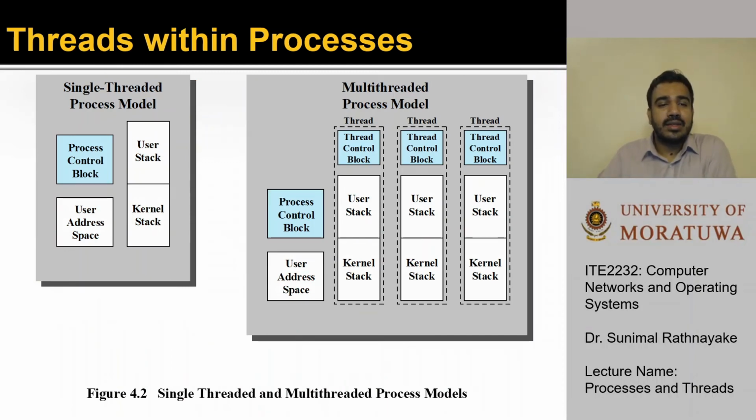Threads within the process: you can see in the single threaded process model, we have only one thread, right? Only one thread. So one PCB, and the user address space is there, user stack is there, kernel stack is there. In the multi-threaded process model, you have multiple threads within the same process. So one process control block has control information for all the threads, and the user address space is shared. That's what I mentioned. The user space, the memory, is shared between all the threads. But each thread has a thread control block and a user stack and a kernel stack specific to that particular thread.